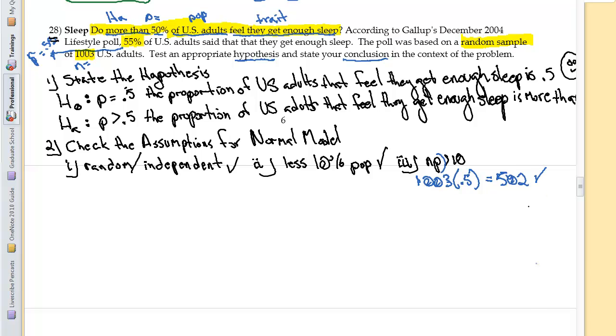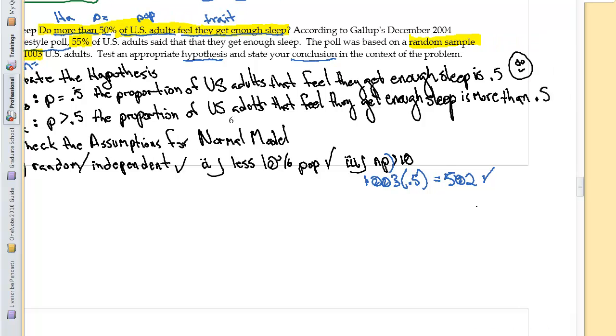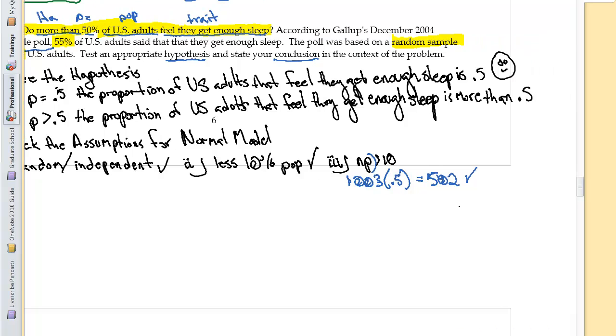Excellent. And then I am going to scroll over one more time, okay, and what is my fourth thing that I want to check? The fourth thing that I want to check is the other sample size, n times 1 minus p has to be greater than 10. Now, my n doesn't change, which is nice, okay? So I still have 1,003, and now you're going to have 1 minus 0.5 has to be greater than 10.